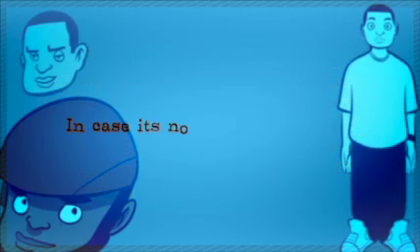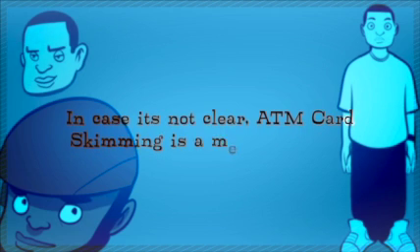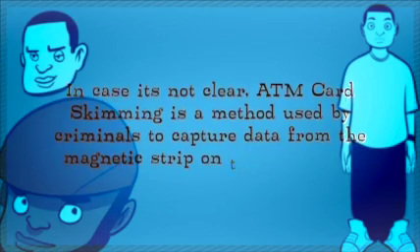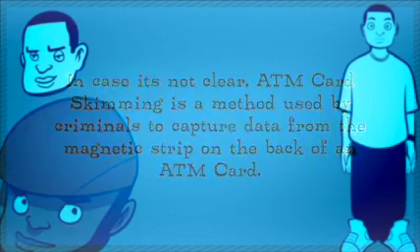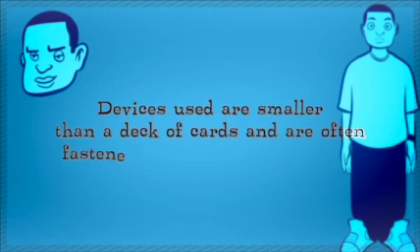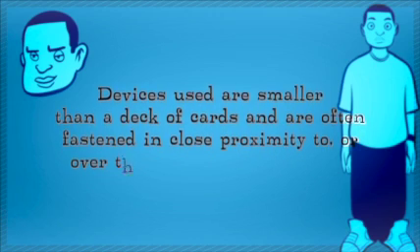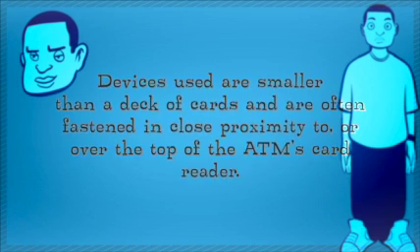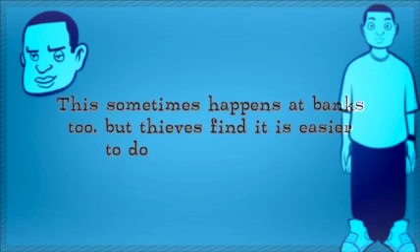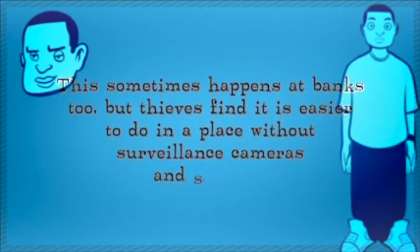In case it's not clear, ATM card skimming is a method used by criminals to capture data from the magnetic strip on the back of an ATM card. Devices used are smaller than a deck of cards and are often fastened in close proximity to or over the top of the ATM's card reader. This sometimes happens at banks too, but thieves find it easier to do in a place without surveillance cameras and security.